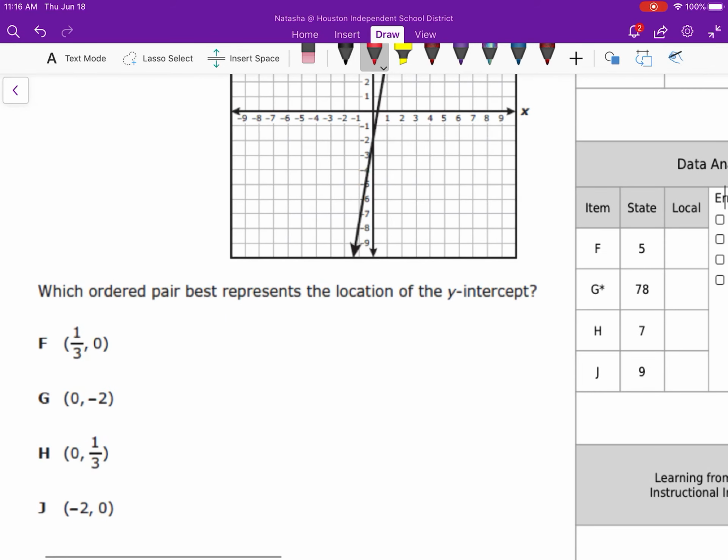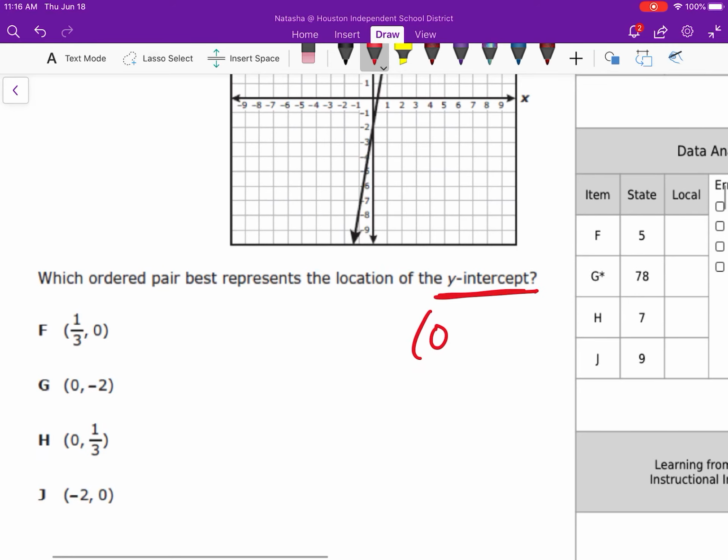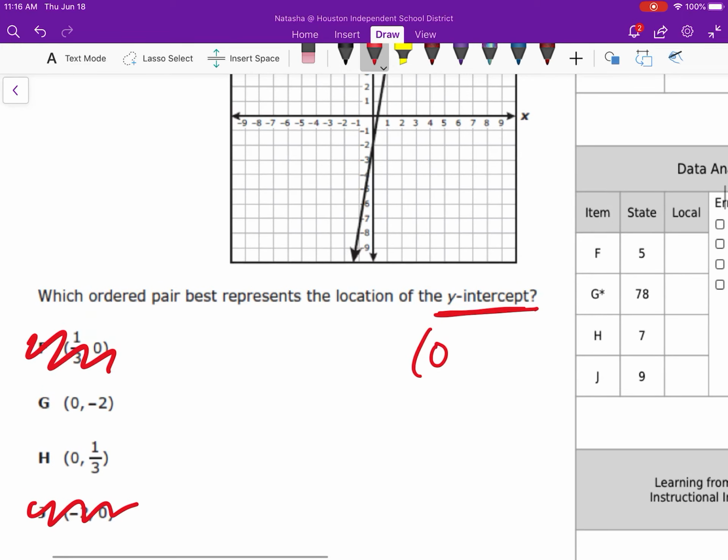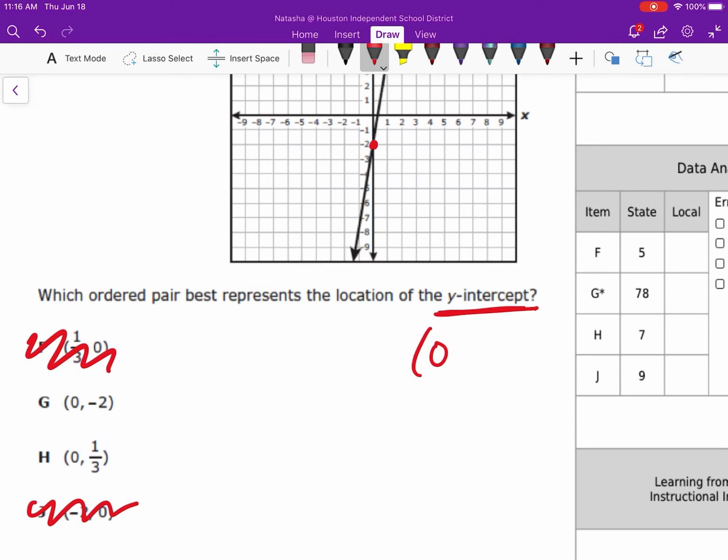So we're looking at which ordered pair best represents the location of the y-intercept. Okay, the y-intercept is going to be at when x is 0. So we're going to eliminate F and we're going to eliminate J. All right. Well, then it says y-intercept, we have our choices. So a y-intercept is where it crosses the x-axis. Y-axis, thank you. And it crosses the y-axis there at -2. So our answer choices are a y-intercept of -2 or positive 1/3.